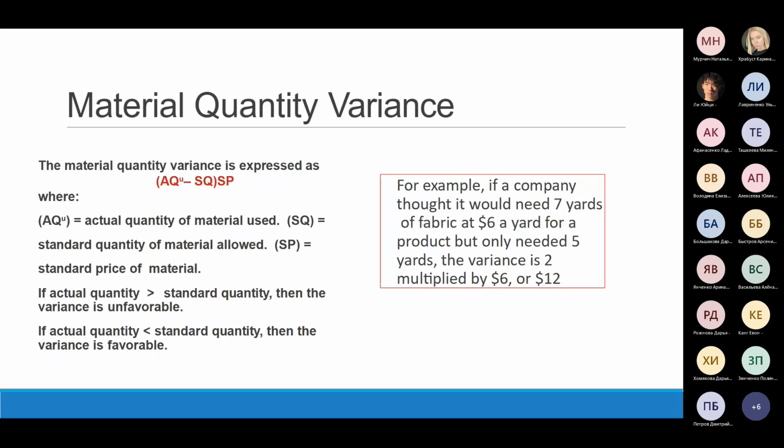Material quantity variance is analyzed using the specific formula presented. If the company thought it would need 7 yards of fabric at $6 a yard for the product, but they only needed 5 yards, the variance is equal to 2 yards multiplied by $6. So it means that we have to use the same price and calculate the difference in usage.